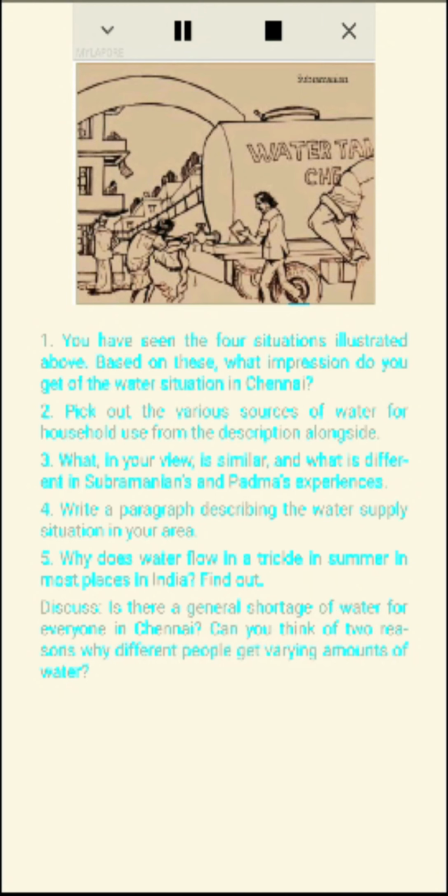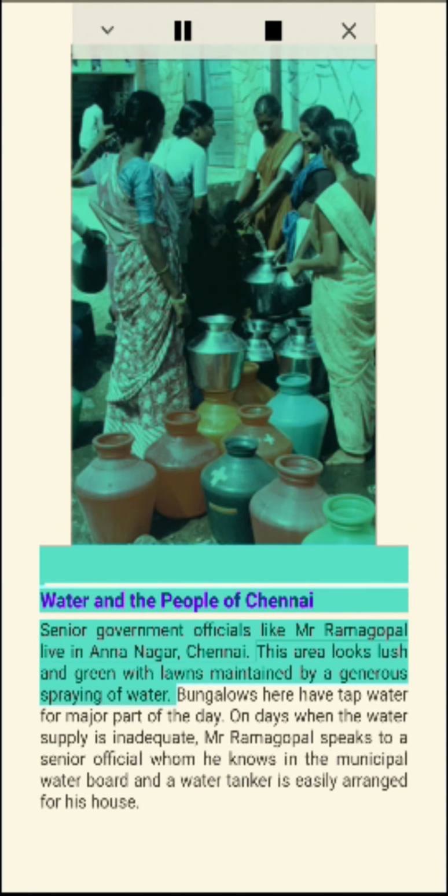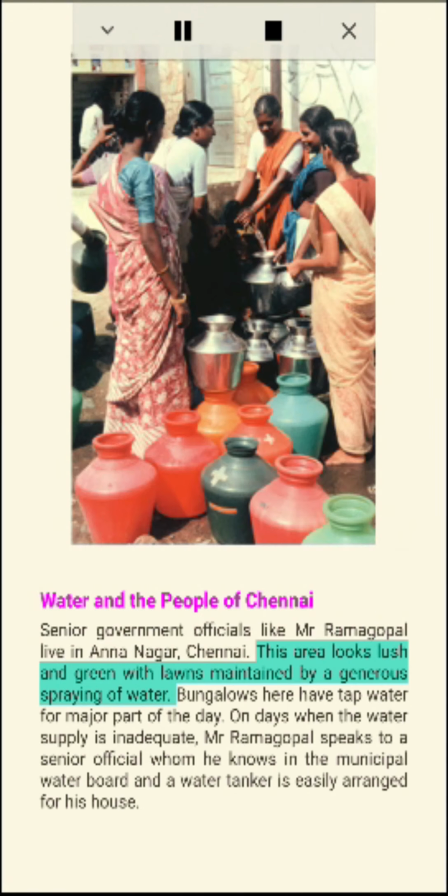Water and the people of Chennai. Senior government officials like Mr. Ramagopal live in Annanagar, Chennai. This area looks lush and green with lawns maintained by a generous spraying of water. Bungalows here have tap water for major part of the day. On days when the water supply is inadequate, Mr. Ramagopal speaks to a senior official whom he knows in the municipal water board, and a water tanker is easily arranged for his house.